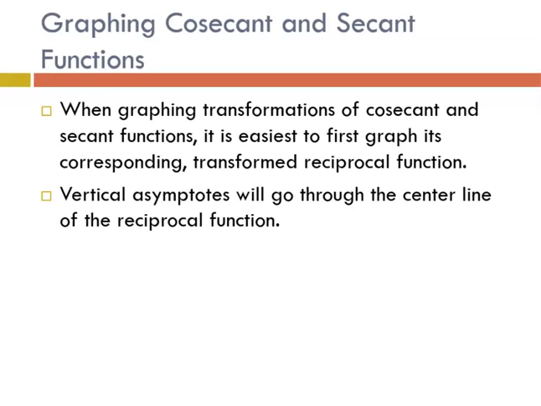One note, and I'll make note of this as we do examples, vertical asymptotes will go through the center line of the reciprocal function. What this means is, in order to help us, we're going to start by drawing the center line. We're going to draw the sine or the cosine function as appropriate. And then once we've drawn that, we'll draw in the vertical asymptotes. You'll look at where on the center line that sine or cosine function crosses it, and that's where the vertical asymptotes will be. So we'll see this in example 1.